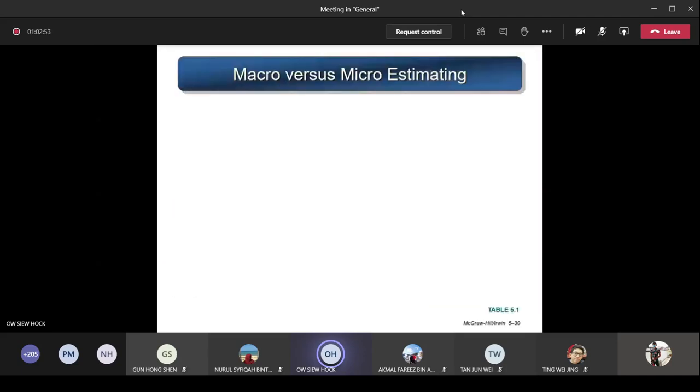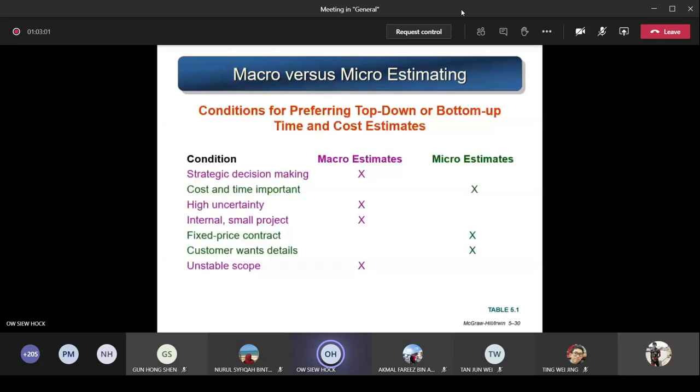Right. So next, you come to how to do the cost estimation. Just now we introduced to you there are two methods. One is called the macro method, the other one is called the micro. So what are the differences between macro versus micro estimating? These are the conditions for preferring top-down or bottom-up time and cost estimates. When do you use macro, when do you use micro, when do you use top-down, when do you use bottom-up.